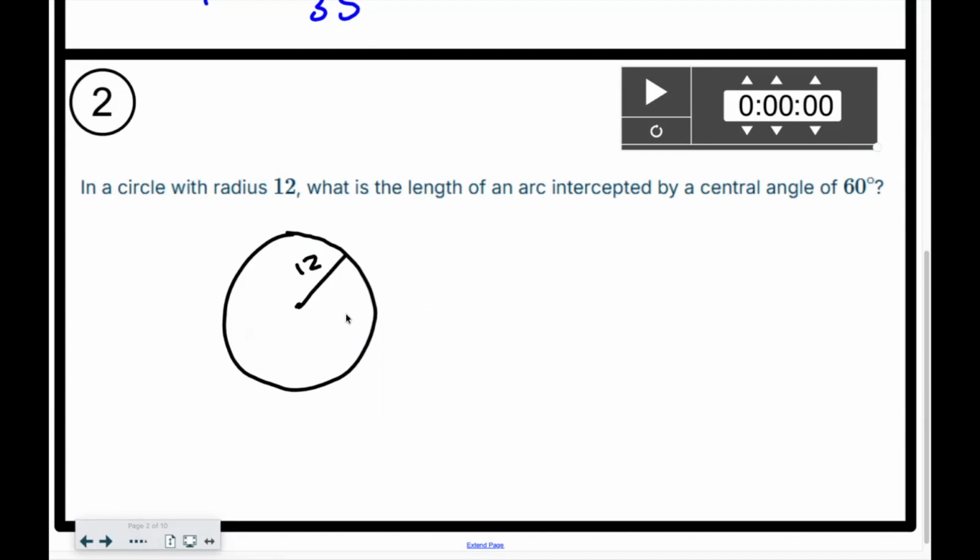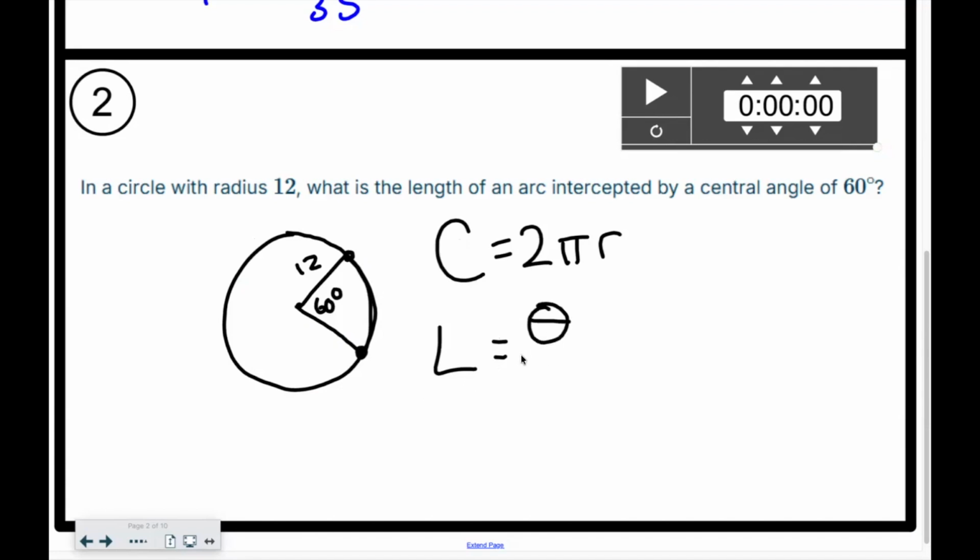What is the length of the arc intercepted by a central angle? So let's say we had a central angle of 60 degrees, and we want to know the length of this arc. What they'll give you on the SAT is the formula for the circumference of a circle, which is 2 pi r. But what they don't give you is the arc length formula. So we can think of the arc length as just some fraction of the overall circumference. That fraction is whatever the central angle is over 360, times the circumference.